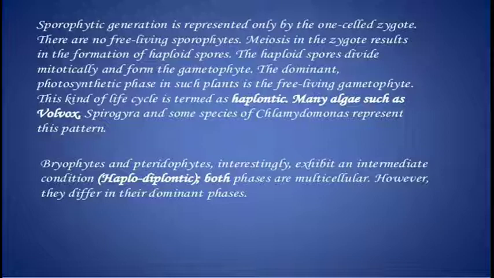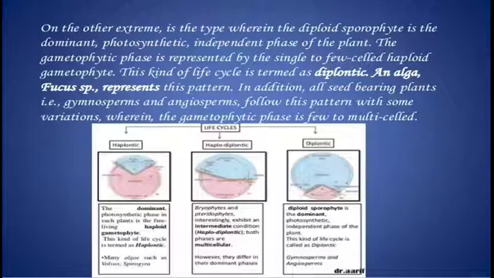Bryophytes and the pteridophytes exhibit an intermediate condition, where both the phases are multicellular. However, they differ in the dominant phase. As you can see in this diagram.